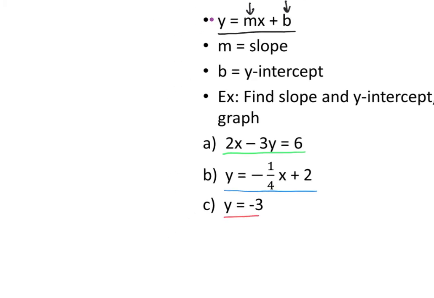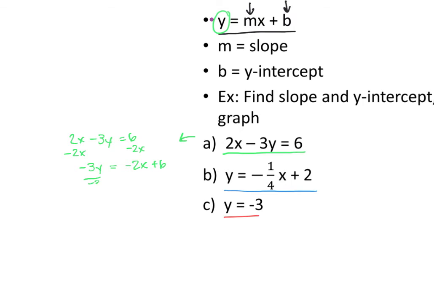Let's do that over here on the left side. So this is 2x minus 3y equals 6. We can subtract 2x from both sides. We're going to get negative 3y equals negative 2x plus 6. Now remember, the reason I subtracted 2x was because we're trying to get y alone, because that's what slope-intercept form is. It has the y alone on the left side.